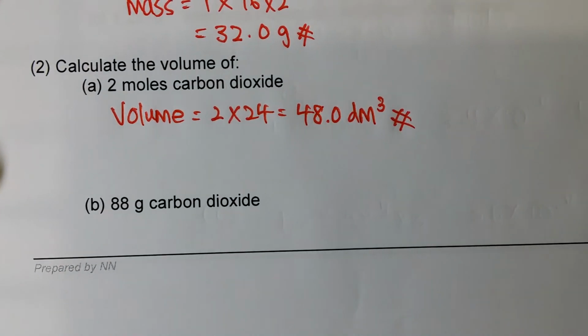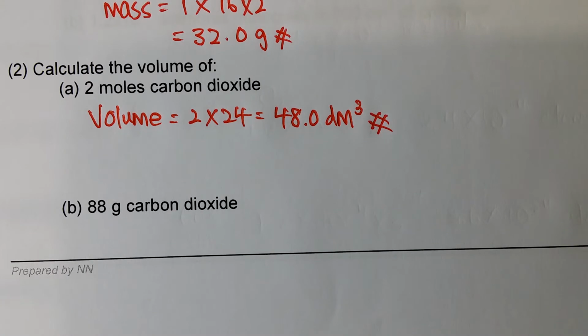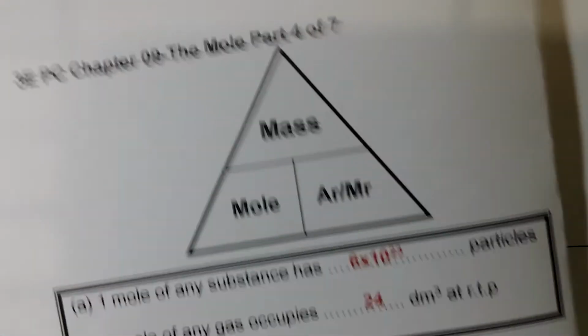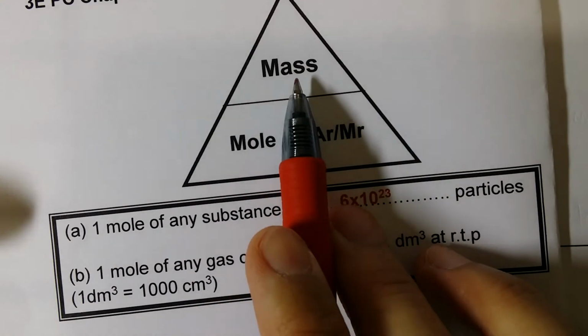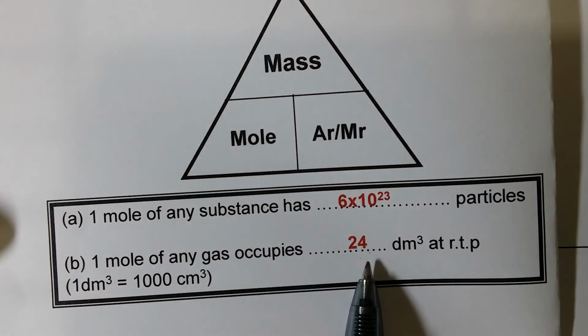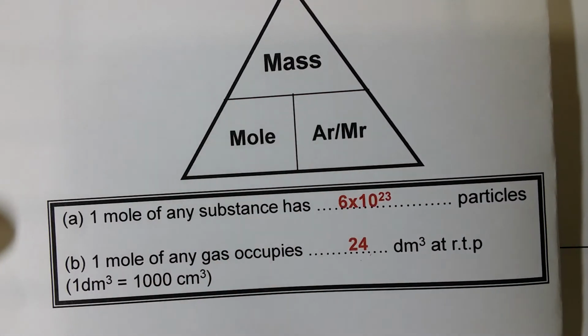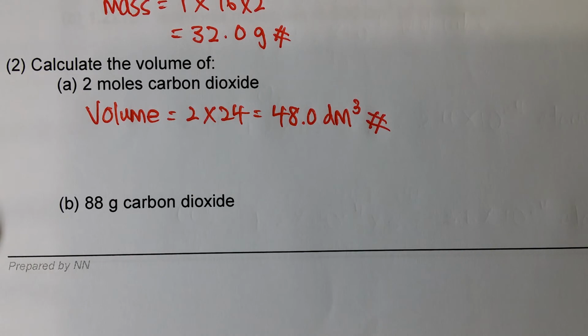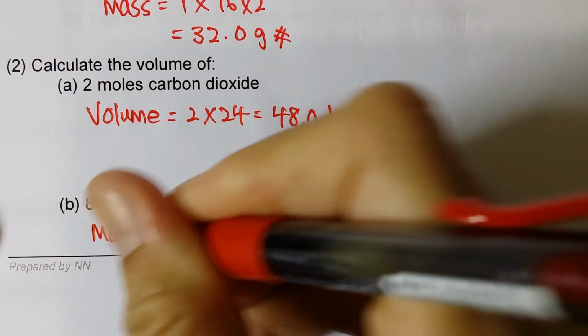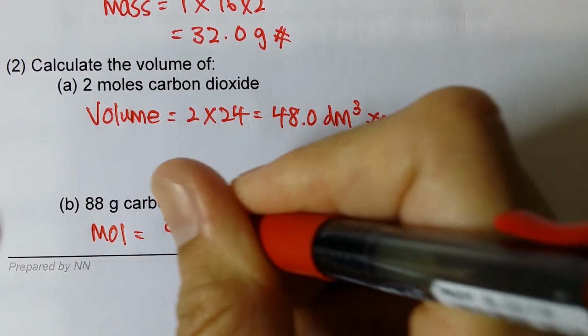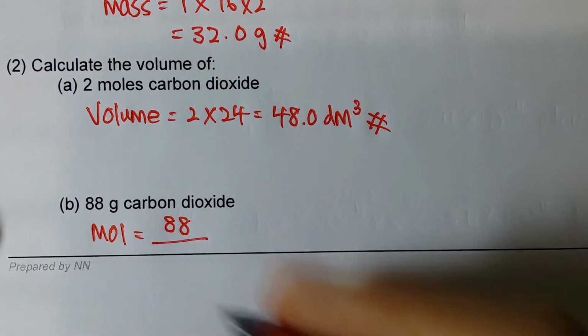88 gram of carbon dioxide. You have to find the volume. That means you are given the mass, and you have to find the volume. So you have to find the number of mole first. So the number of mole is mass divided by the MR for carbon dioxide.